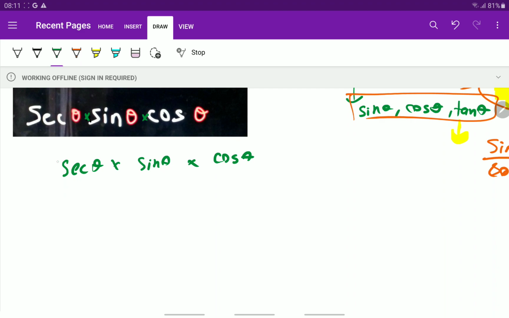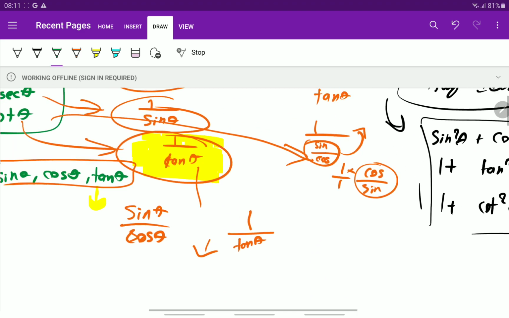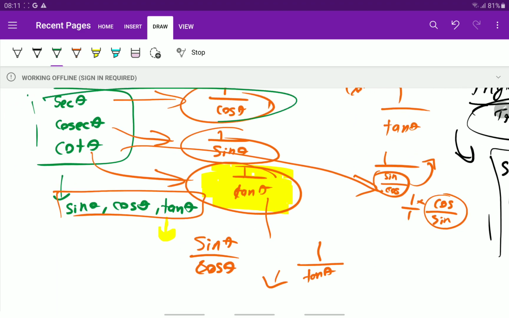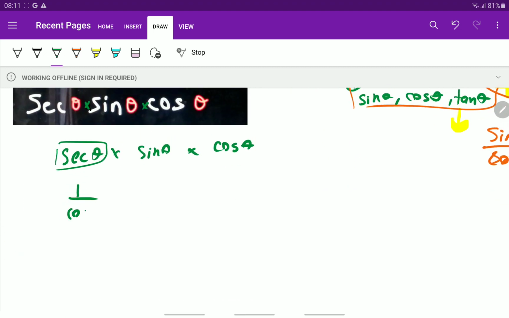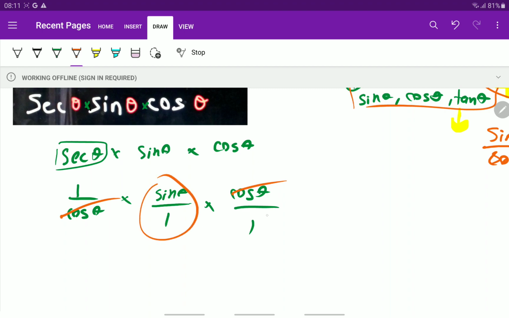And then secant theta, referring back to the table, secant, we know it's 1 over cos. So we can write this, that version here, 1 over cos theta, times, we know sine theta is sine theta over 1, and we know cos theta is cos theta over 1. Here, both these terms cancel out, and we're left with sine theta over 1, or we're left with sine theta. So this expression simplified is equal to sine theta.